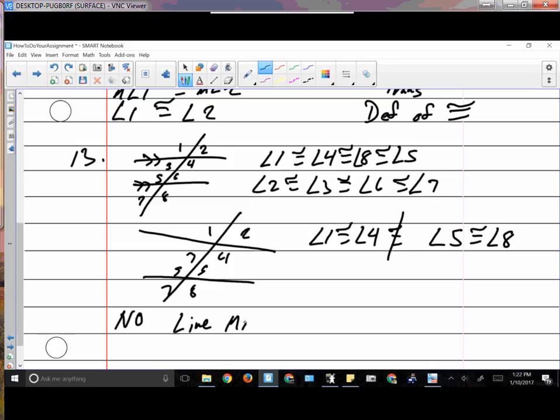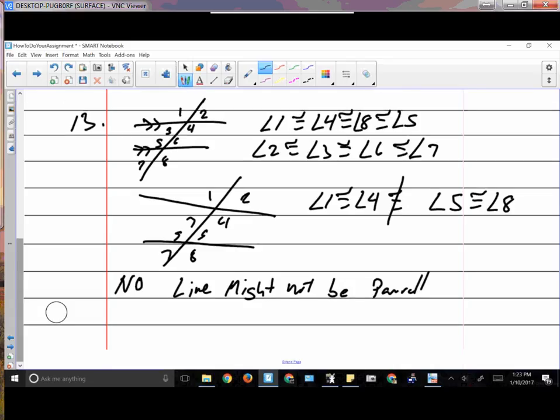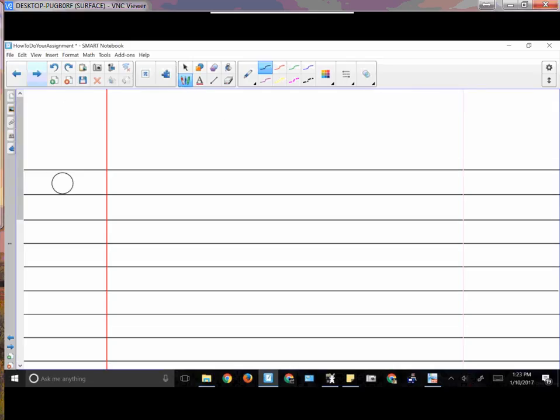Lines might not be parallel. Now, my question for you is, if all you're doing is just trying to slap down an answer on a piece of paper and get it turned in, are you actually going to learn anything? And the answer is no, you are not. The object of the game here is for you to go through and learn the material, to understand how to work with it.